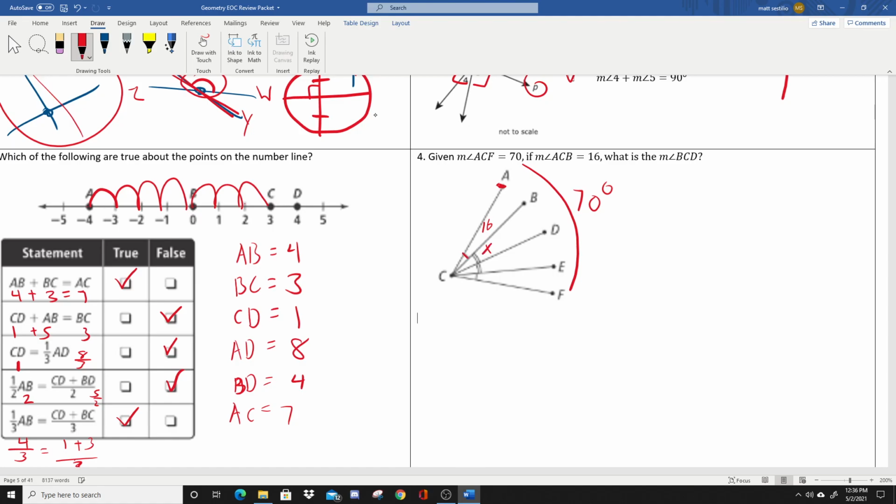And they give us some markings here. There's a double mark here, and a single mark. Remember, the like marks means they're the same. So if this is 16, this is 16. If that's X, that's X. And they all got to add up to 70.